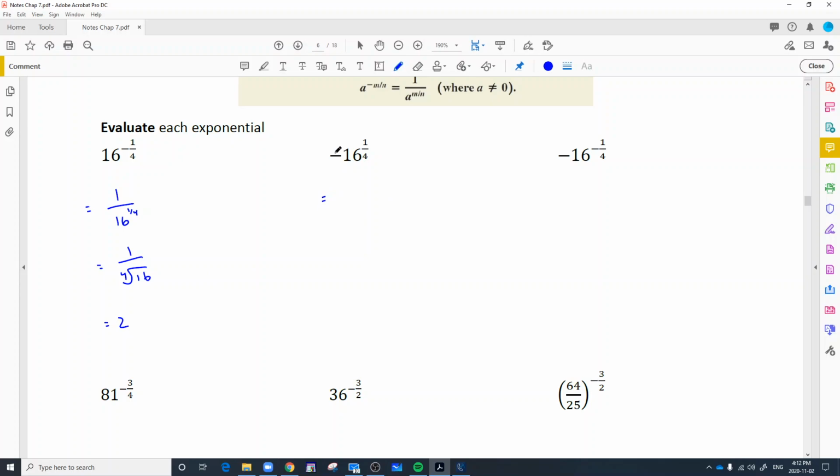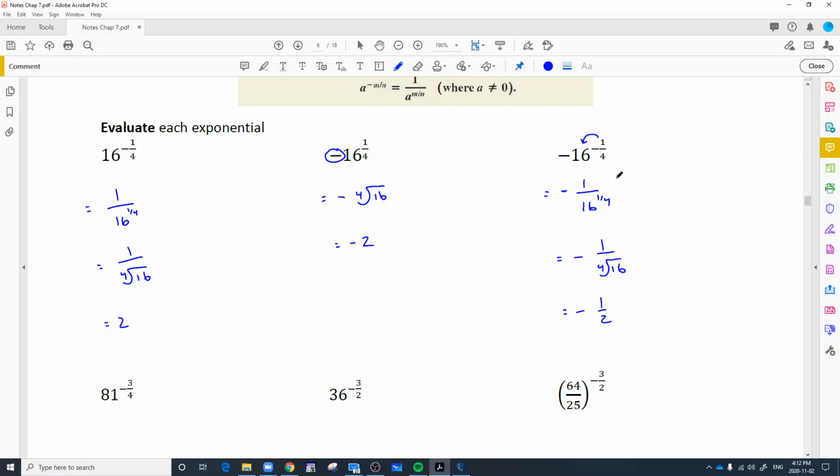For this one, the negative's in front. It's not on the exponent. So this is just negative the 4th root of 16, which is just -2. And lastly, I'm throwing in lots of negatives here. That negative in front just stays in front, and then the -1/4 applies to the 16. So this would be 1 over 16 to the 1/4, and again, the answer would just be negative 1 over the 4th root of 16, which would be -1/2.